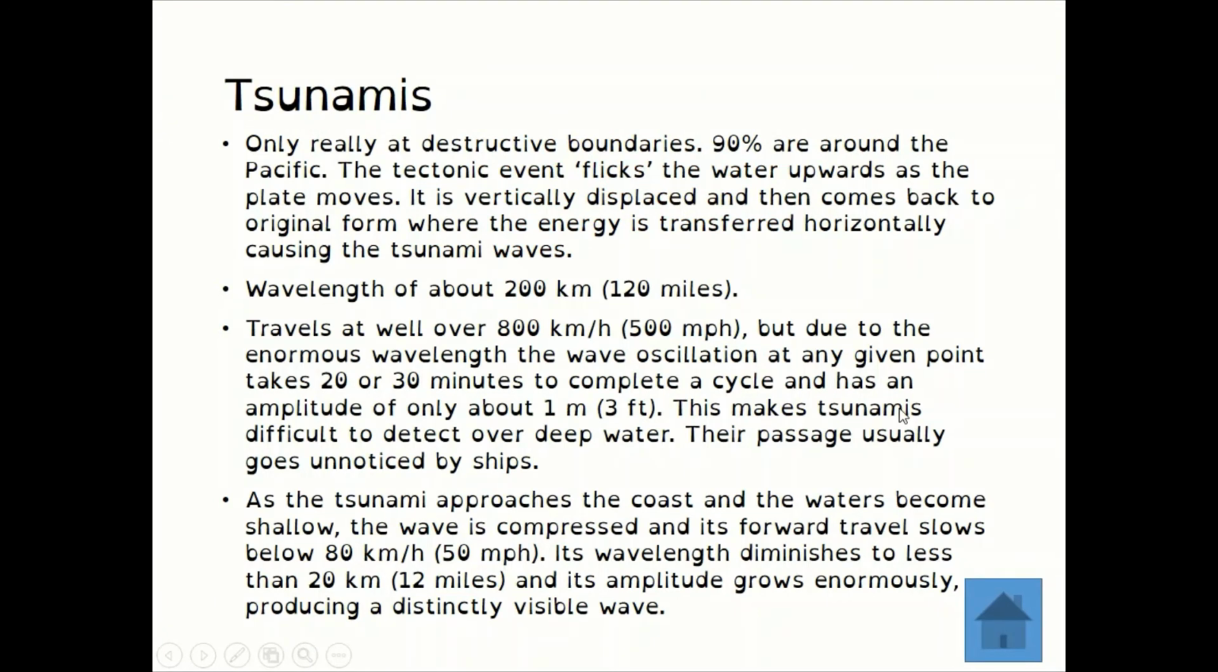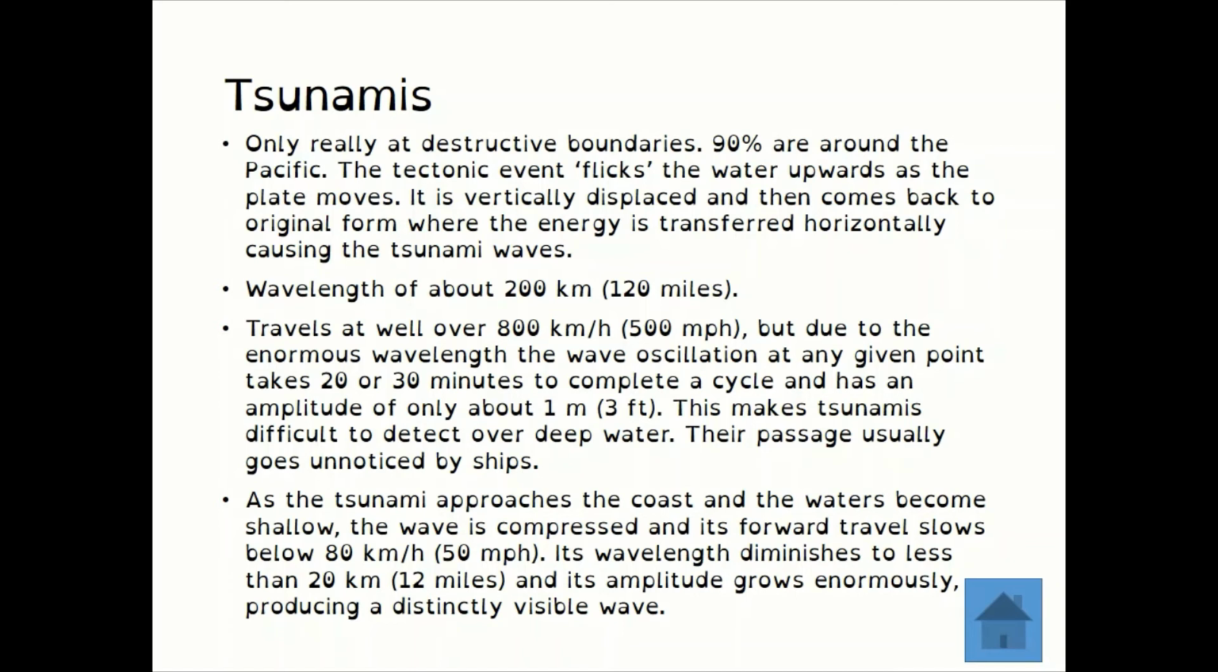These tend to form at destructive boundaries. 90% of them are around the Pacific Ocean. And this is basically where you've got one plate going under the other, and the pressure is released after they've been stuck. It slips, and what that does is it flicks the water upwards. Now that means that the water above that point is higher than the surrounding ocean, so it's vertically displaced. And then you imagine that splashing back down and then ripples coming out, that's what's going on.